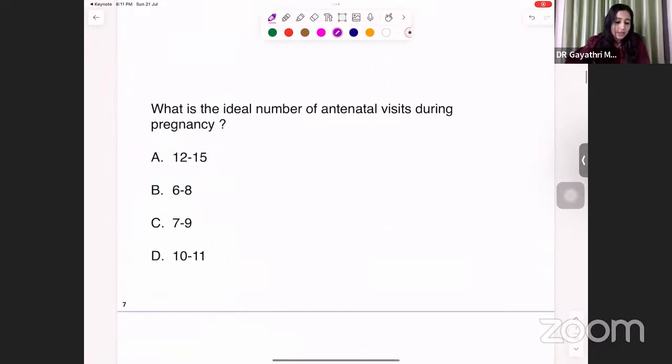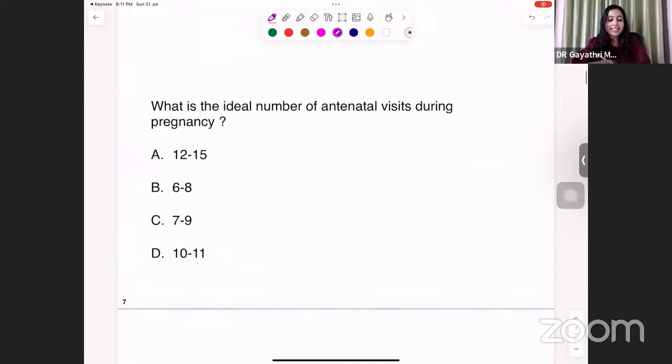Okay. So moving ahead with the next question, what is the ideal number of antenatal visits during pregnancy? Can you answer? Is it 4, 8, 12 to 15? The ideal number is actually 12 to 15. So we ask the patient to come in every month till she is 28 weeks. Then we call her every 2 weeks till 36 weeks. And after 36 weeks, we call the patient weekly.